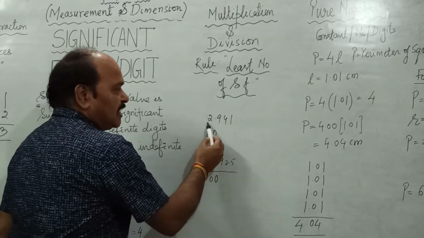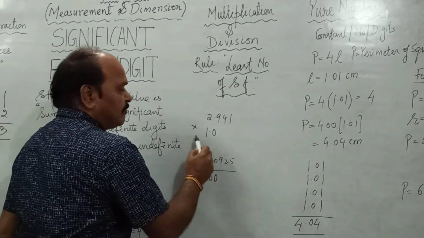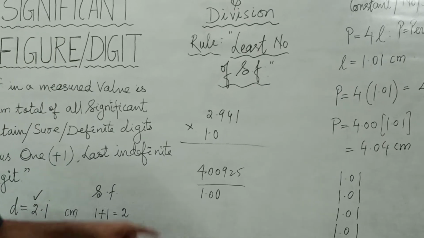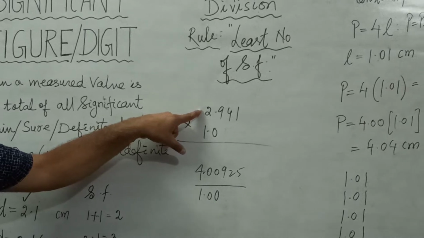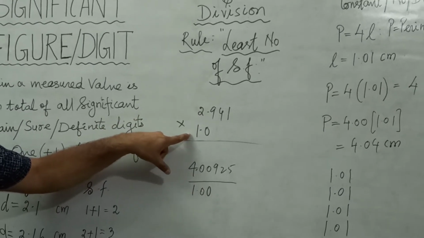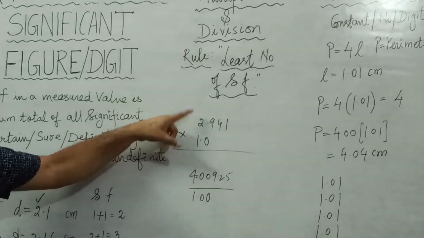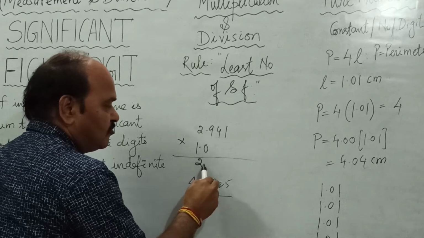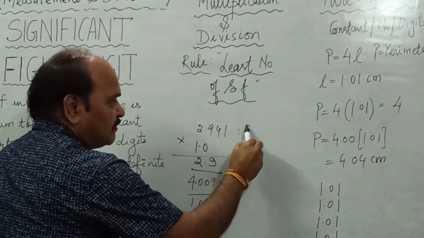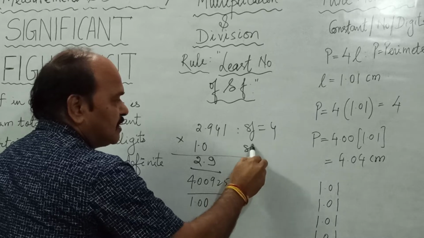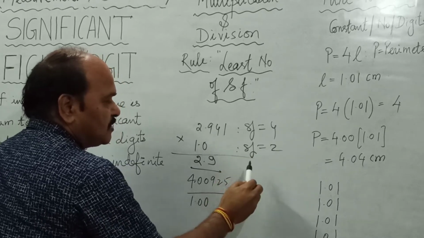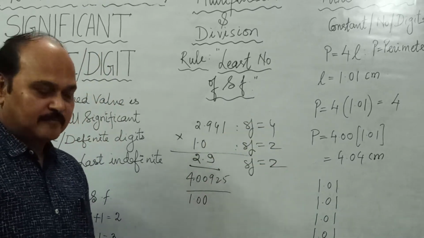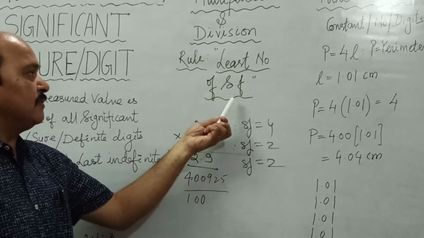Like this one, 2.941. Suppose it is to be multiplied with 1.0. These are two quantities which have been measured from two different instruments. This has lesser accuracy, this has higher accuracy. So if we multiply these two quantities, what is the answer? The answer is going to be 2.9. This has how many significant figures? 4. This has how many significant figures? 2. So what is going to be the number of significant figures in the answer? 2, which is the lesser of the two. This is the meaning of least number of significant figures.